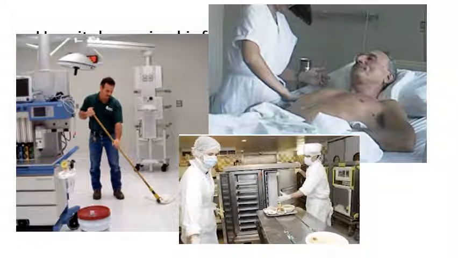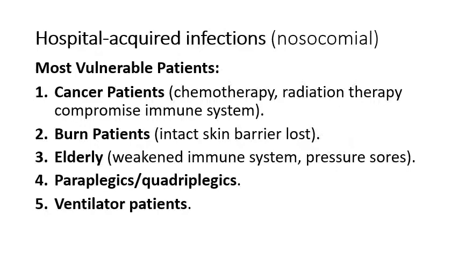Okay, it's because we're laying off the cleaning staff. It's because we're overworking the nurses. It's because we're not treating the food preparation staff properly. They should be highly trained and they should be highly professional people. Right? So the most vulnerable people who get nosocomial infections are cancer patients, because they're in the hospital, they get radiation therapy or chemotherapy, and radiation and chemotherapy temporarily weaken your immune system. So these people are at risk of having nosocomial infections.